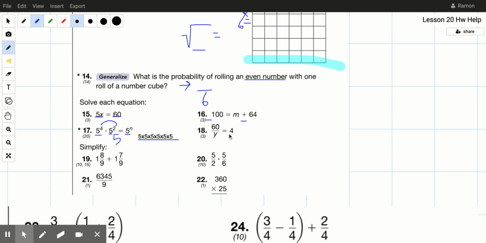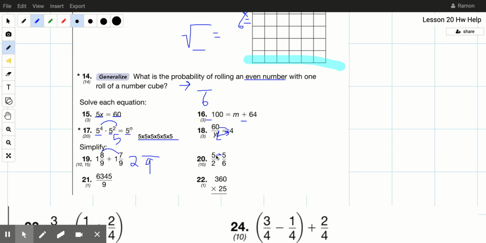For 18, we just flip the y and the 4, which gives us 60 divided by 4. That'll be your value for y. 19, simplify, add the whole numbers, which is 2. We do not operate on the denominators when adding fractions. We do operate on the numerators. Simplify and then turn it into a mixed number and add the 2 to it.